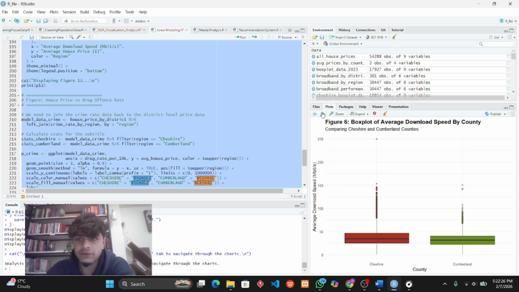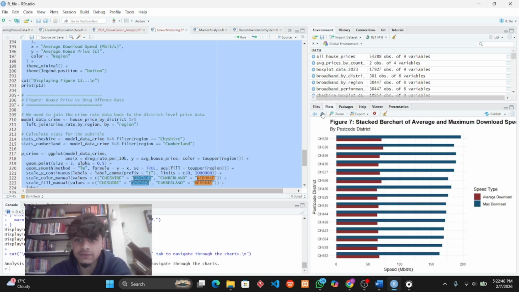So in figure 5, we can see a box plot of average download speed by county. This figure shows that Cumberland has slightly higher and more variable broadband speed than Cheshire. Cheshire appears more consistent but generally slower.